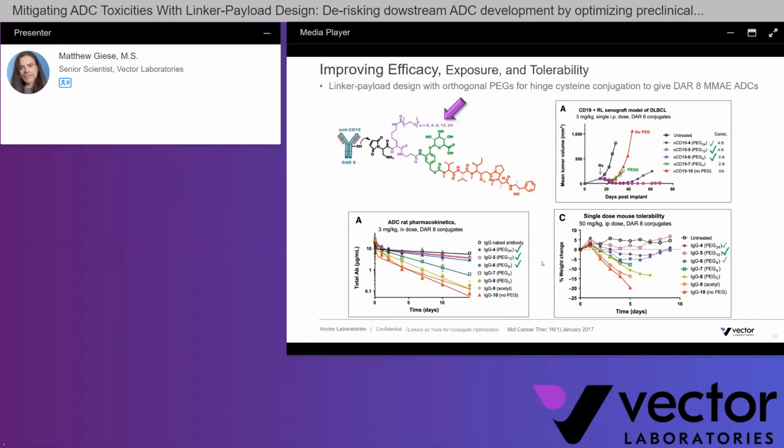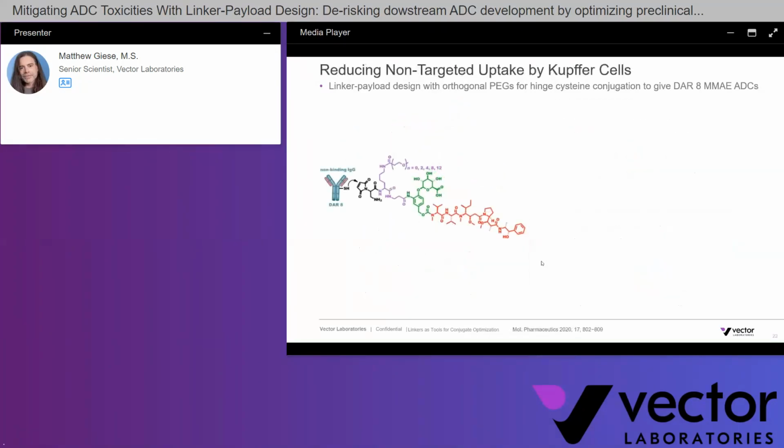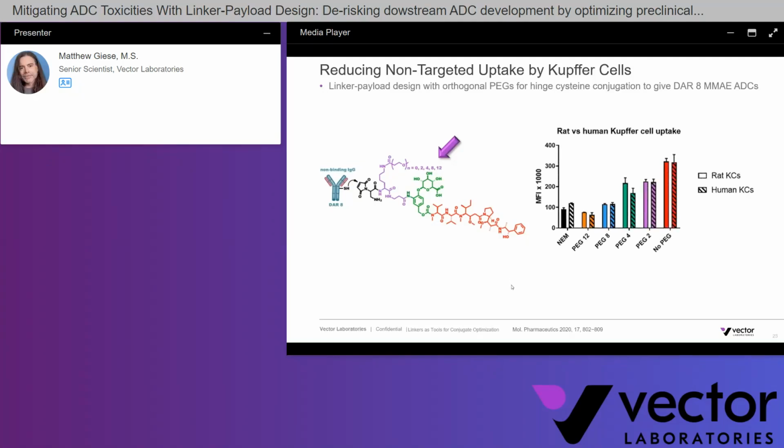efficacy, PK, and tolerability. In another follow-up study digging into the mechanisms of what's going on here, it was demonstrated that non-targeted uptake by Kupffer cells, which are the resident macrophages in the liver, also depends on the length of that orthogonal PEG. In this study, non-targeting conjugates were used in an in vitro assay, it wasn't administered to rats. But it was found that this non-specific uptake depended on the length of that orthogonal PEG. And ADCs with the PEG 12 and 8 were taken up to the same extent as the undrugged antibody, while those with no PEG or short PEG saw a 2 to 3-fold increase in non-specific uptake.